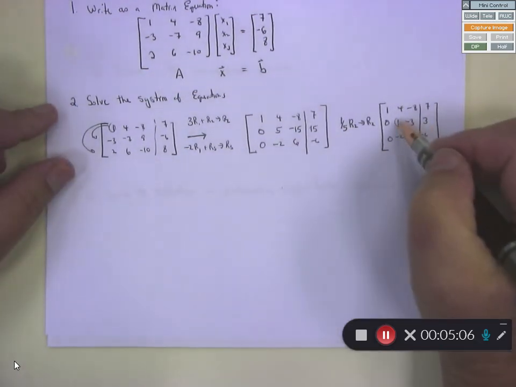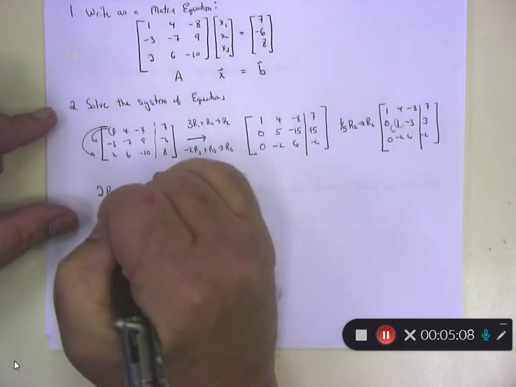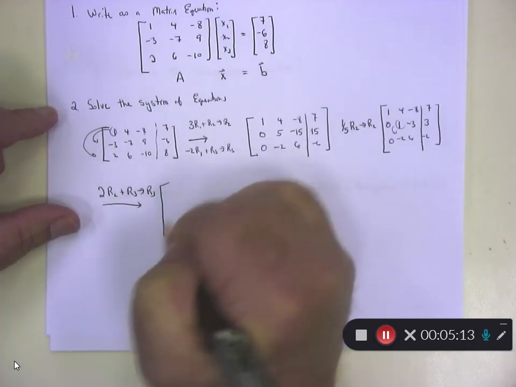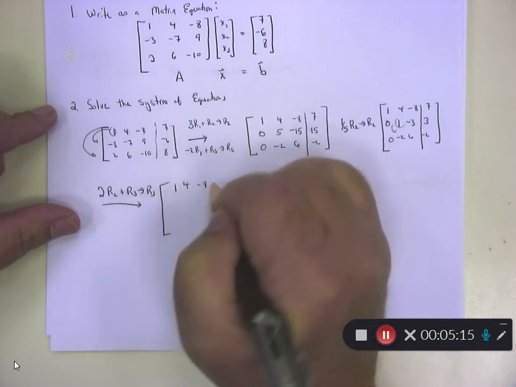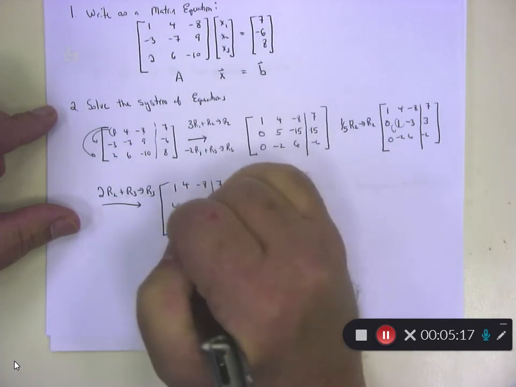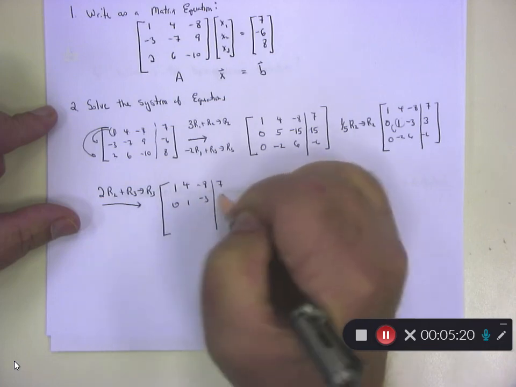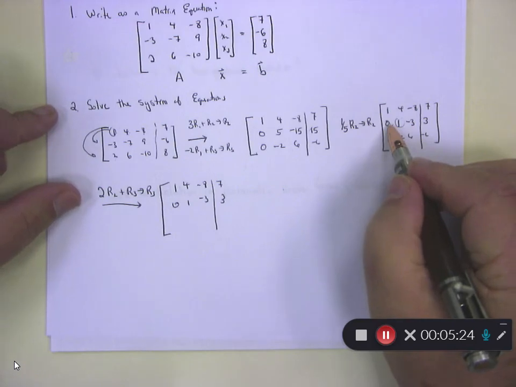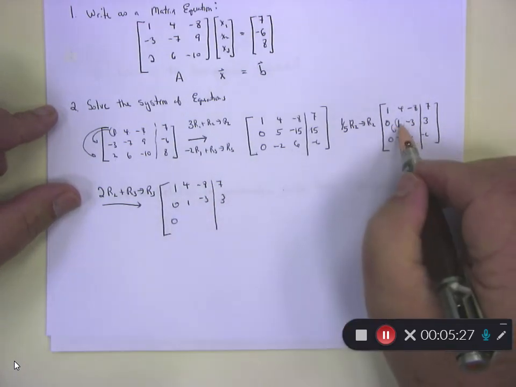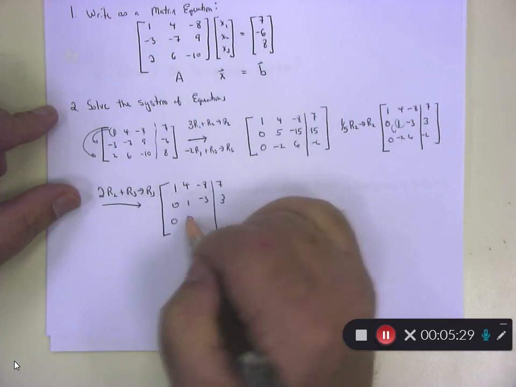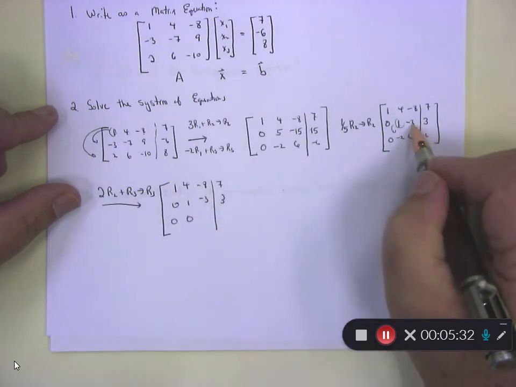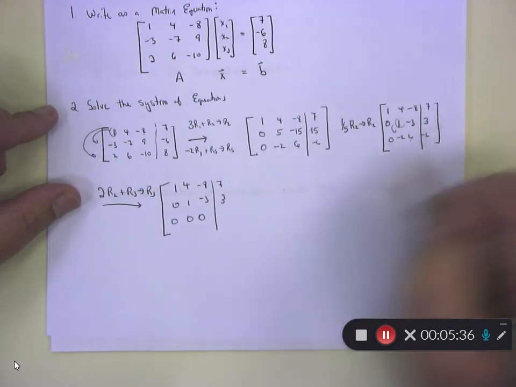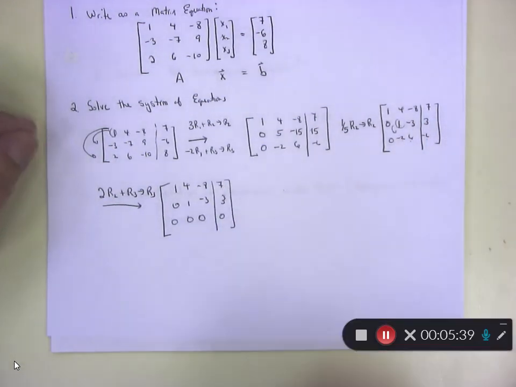Sweep down. 2 times row 2 added to row 3, replace row 3. 1, 4, negative 8, augment 7, 0, 1, negative 3, 3, and then, here we go, 0 times 2 is 0 plus 0 is 0, 2 times 1 is 2, plus negative 2 is 0, 2 times negative 3 is negative 6 plus 6 is 0, and 2 times 3 is 6 plus negative 6 is 0. I get a row of zeros on this one.